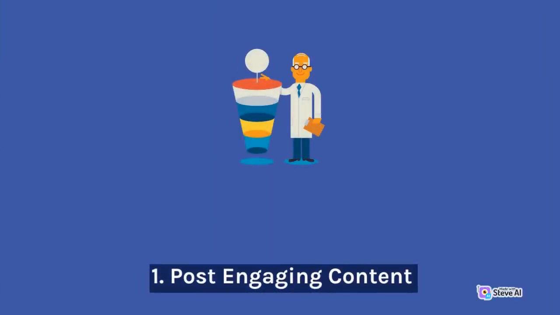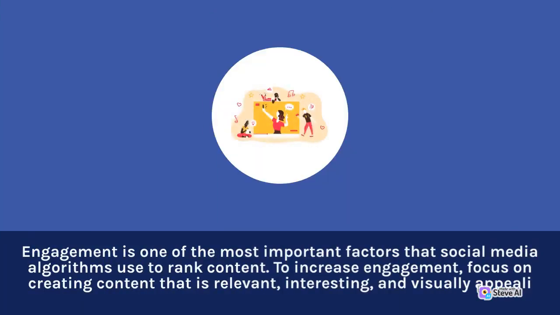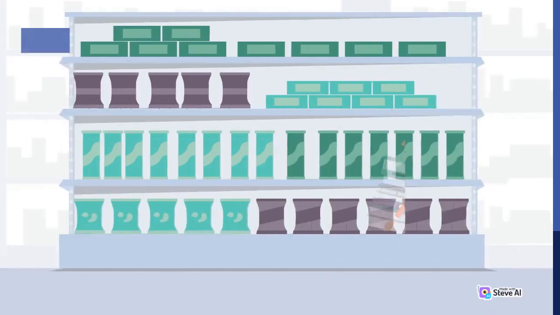1. Post engaging content. Engagement is one of the most important factors that social media algorithms use to rank content. To increase engagement, focus on creating content that is relevant, interesting, and visually appealing.